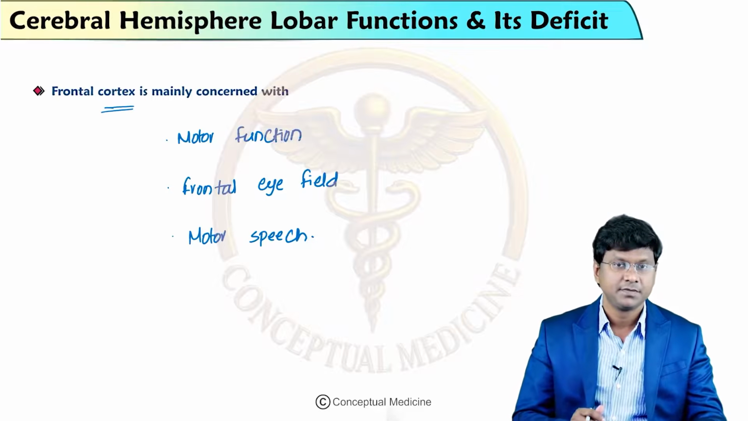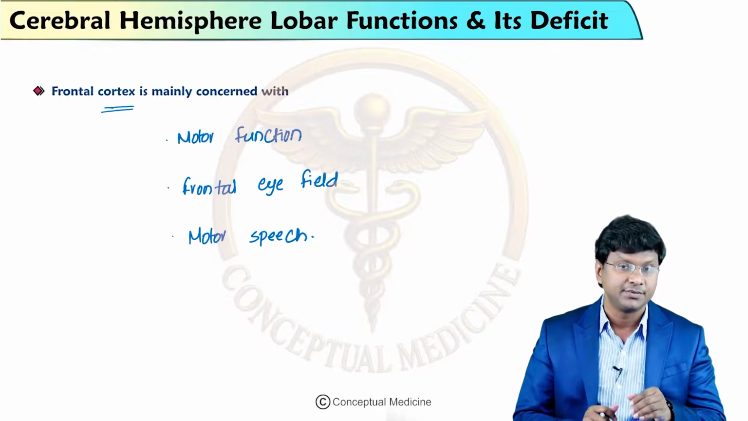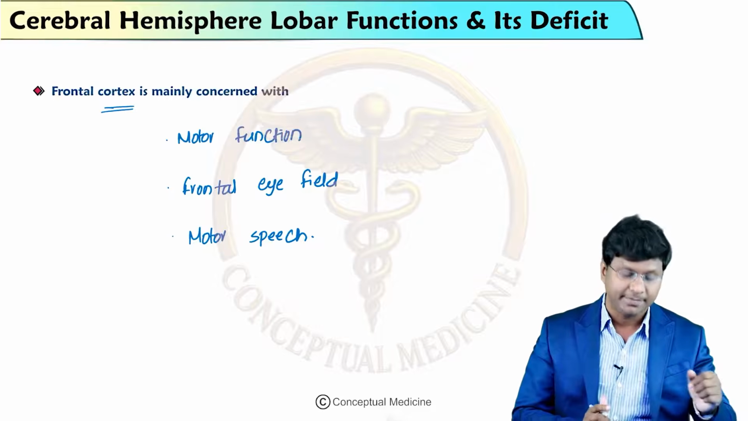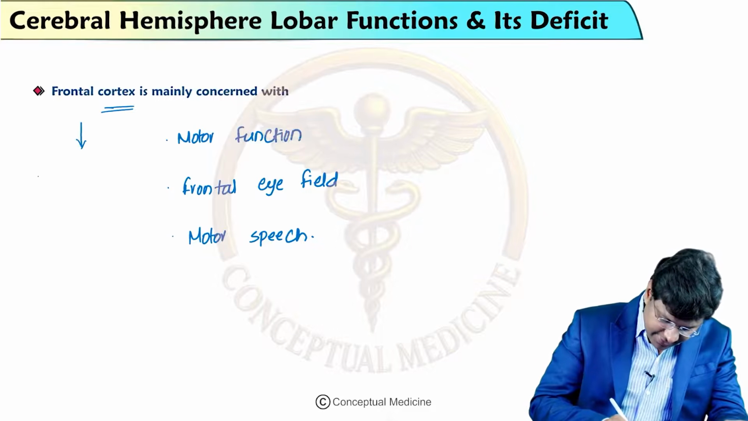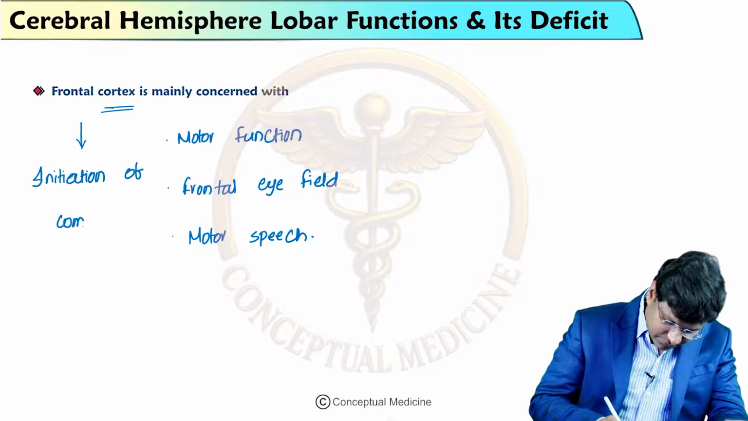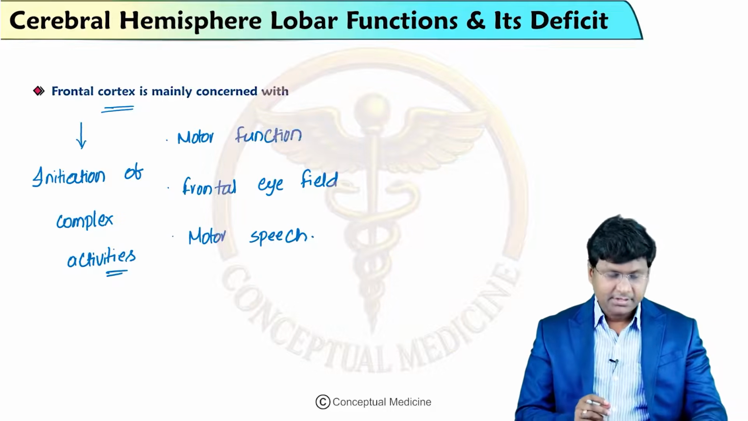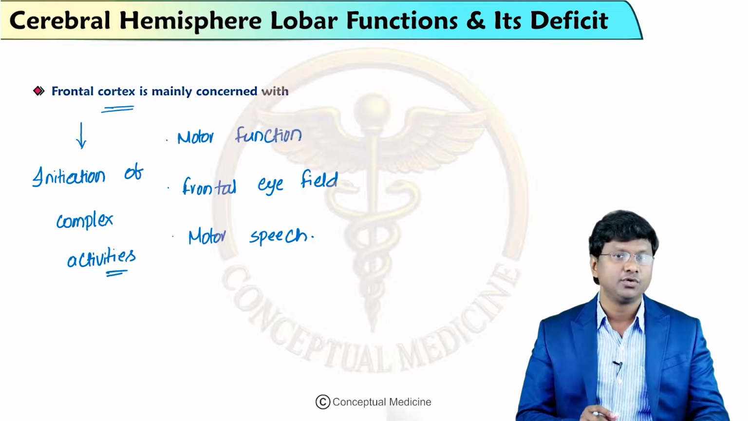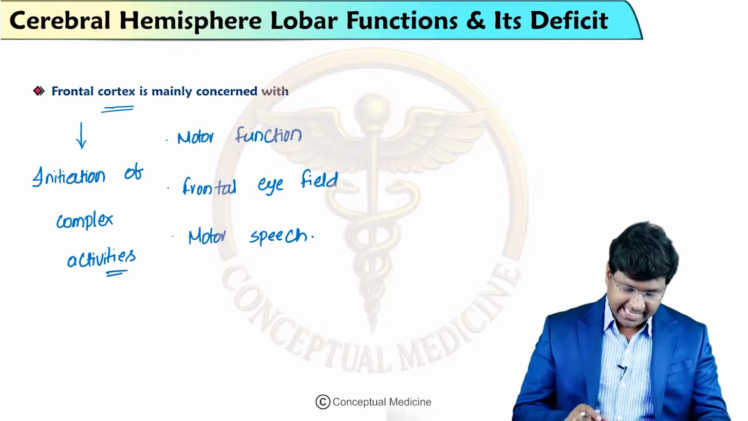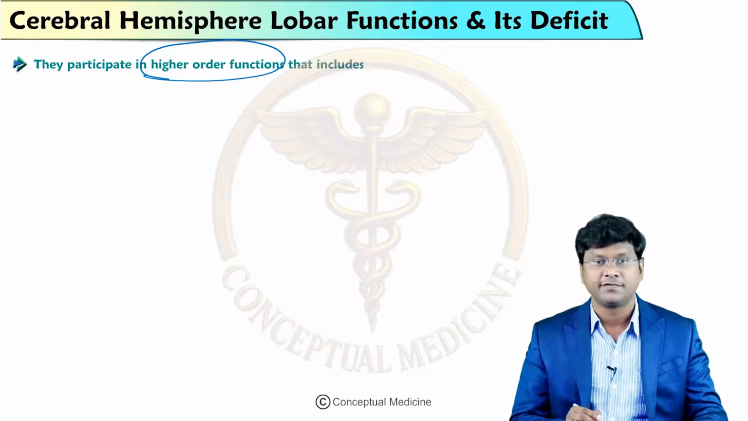as the motor speech. Now, apart from these important functions, the frontal lobe is also concerned with the initiation of complex activities. Right, that is another important function of the frontal lobe or the frontal cortex. And this particular frontal lobe also participates in the higher order function.